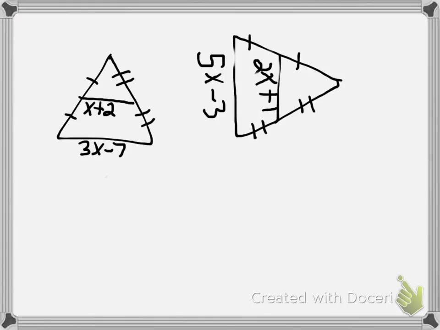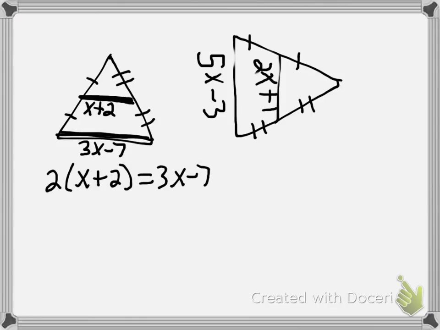Okay, now we're going to look at some more algebra versions of these. As soon as you start seeing these midpoint markings, automatically it's the midsegment theorem. Again, I will stick to the second formula. If you multiply this smaller segment by 2, so 2 times x plus 2, it's going to equal this larger segment right here, which is 3x minus 7. And from there, it's just an algebra problem. I'm going to have to go through and do my distributive property.